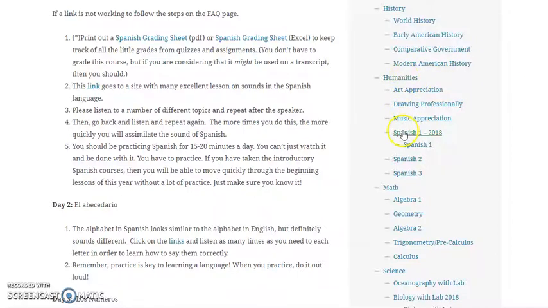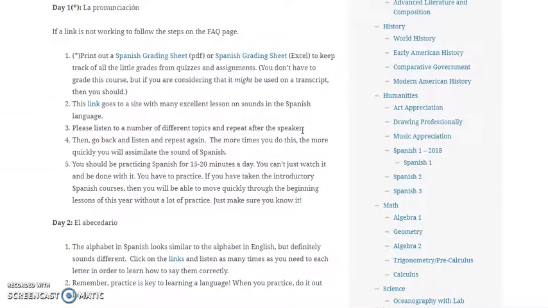So on the high school site, it's listed under Humanities. Spanish 1, Spanish 2, and Spanish 3 we have on the site. And then beyond that, maybe you want to jump into a college course, get college credit.